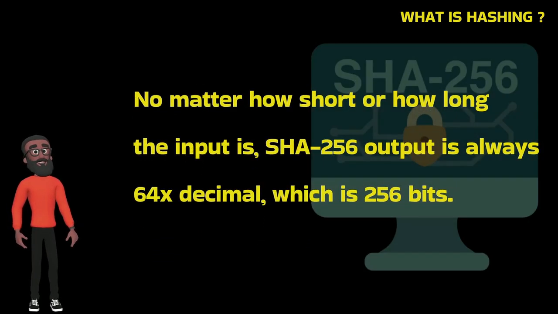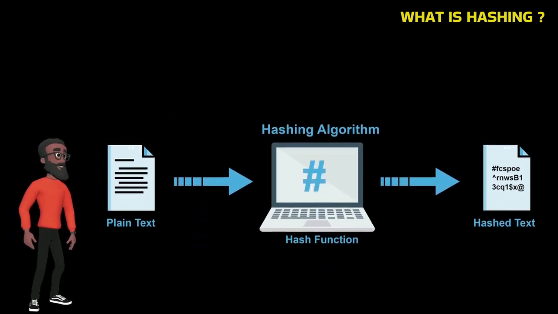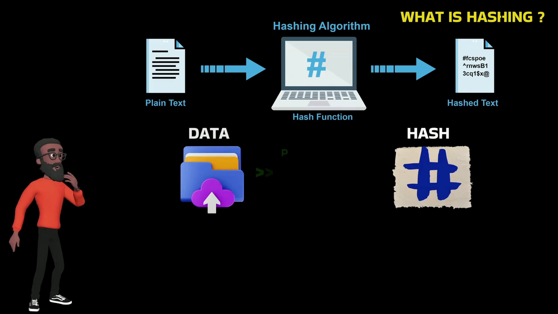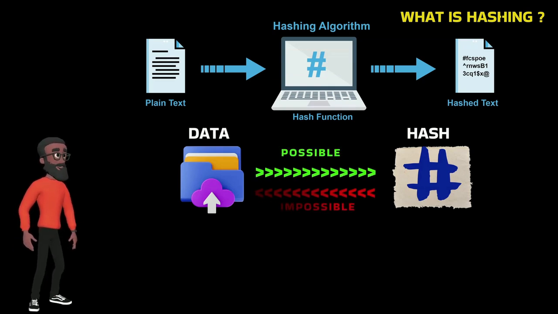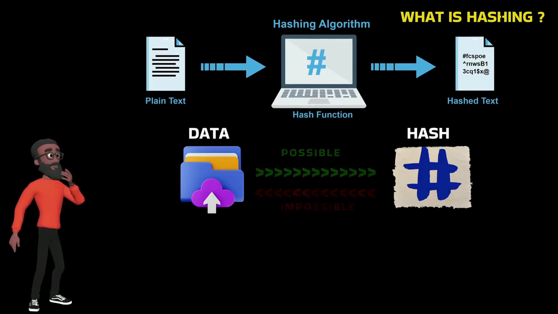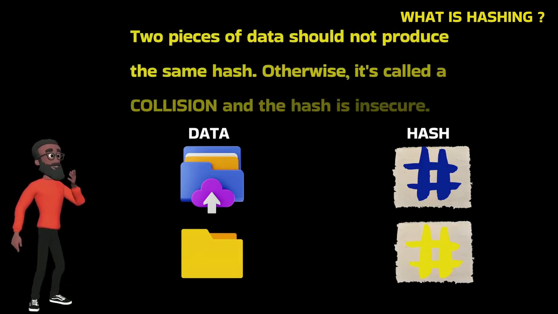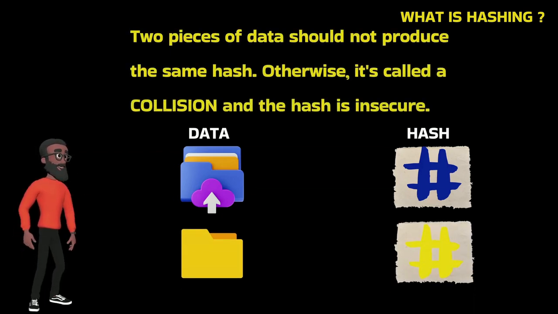Got it? Good. Now I need you to understand that a good hashing algorithm is one way. You can create the hash from the data, but you can't recreate the original data from the hash. Also, two pieces of data should not produce the same hash. Otherwise, it's called a collision, and the hash is insecure.